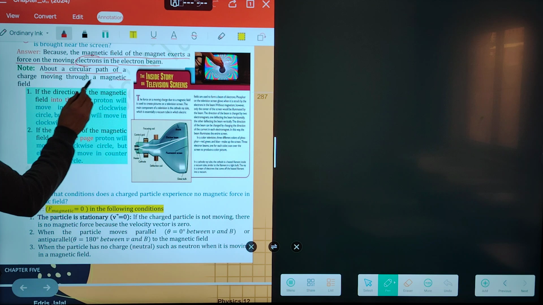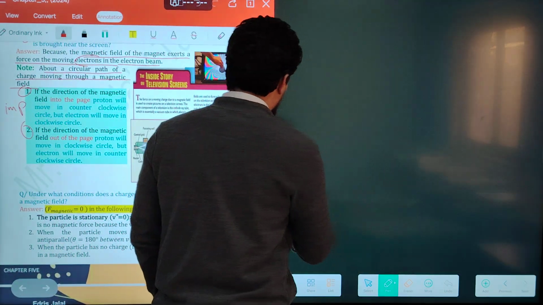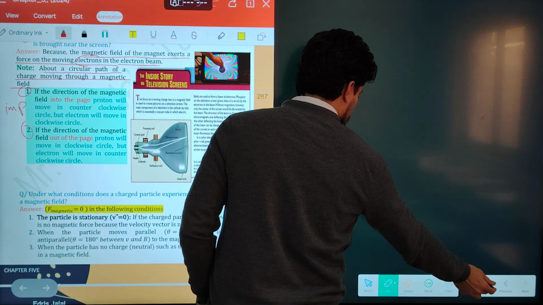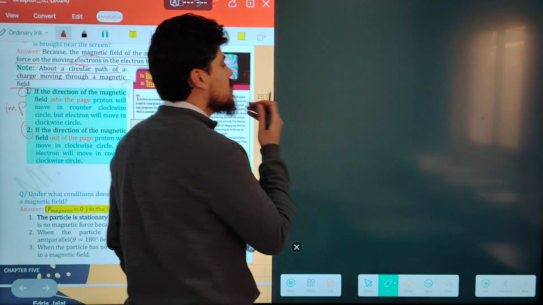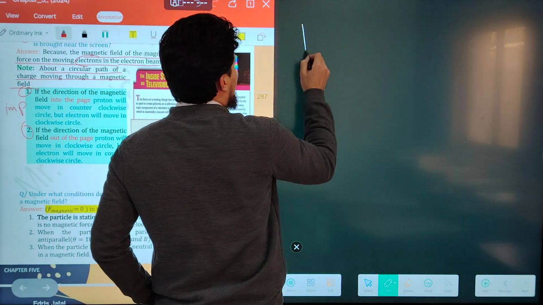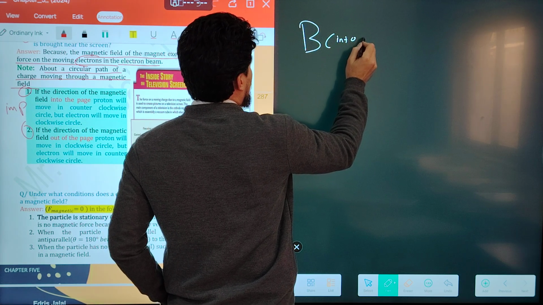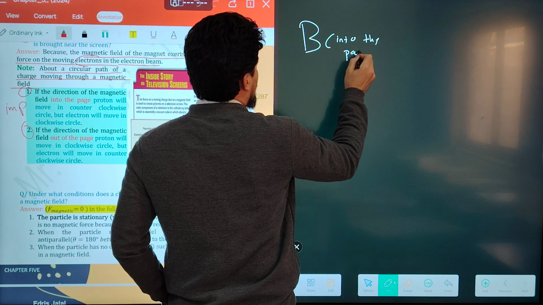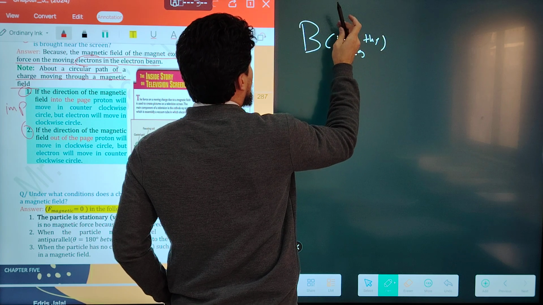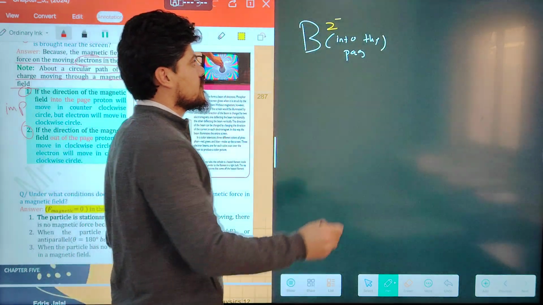About the circular path of a charge moving through the field. Guys, these two notes are very, very important. Be careful. Now I'm going to write a very important note about the charge's path when the magnetic field is into the page or out of the page. If the magnetic field is into the page, Z negative. What do you mean by into the page? Z negative.